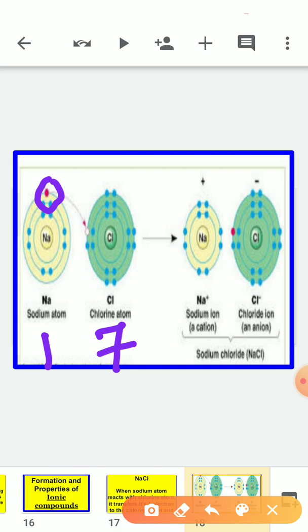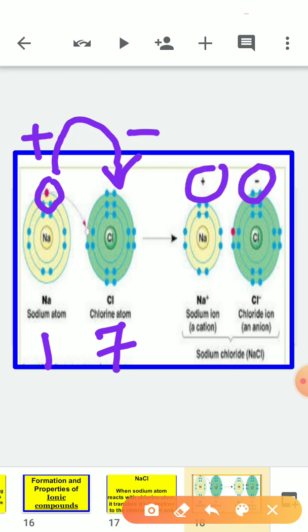So chlorine wants one more electron to complete its octet. So what sodium will do? It will give its 1 electron to chlorine. And as sodium is giving its 1 electron, it will have positive charge. Because chlorine is gaining electron, it will get negative charge. And when these positive and negative charges are combining together, like sodium ion and chloride ion, when they are coming together or reacting with each other, then because of this cation and anion, we are getting a compound that is known as sodium chloride.